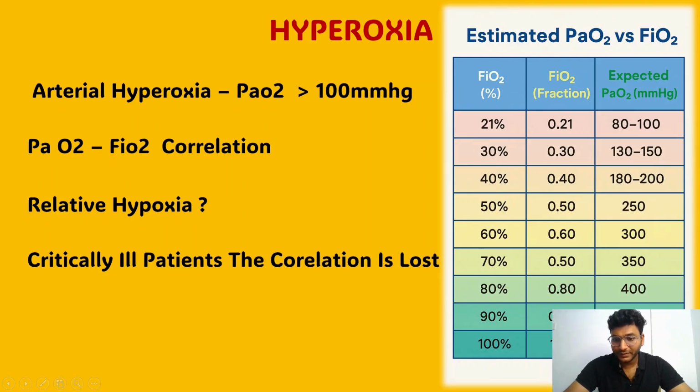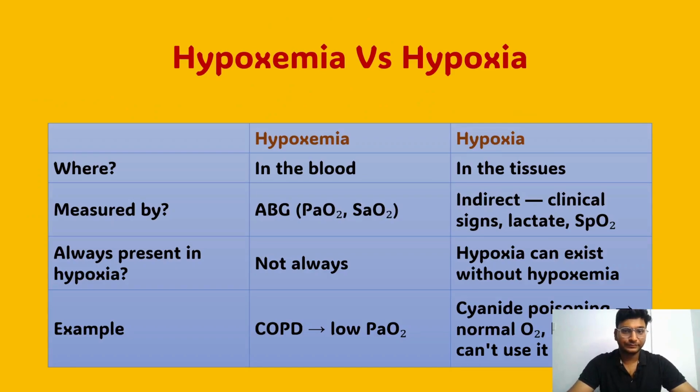For 100%, the maximum partial pressure of oxygen that is attained at sea level is 500, and it can go up to 2000 when you increase the pressure to 3 atmospheric pressure, which we usually do in hyperbaric oxygen therapy, right? So what is the difference between hypoxemia and hypoxia? As I said, hypoxemia occurs in the blood where dissolved oxygen is low, whereas hypoxia occurs at the tissues.